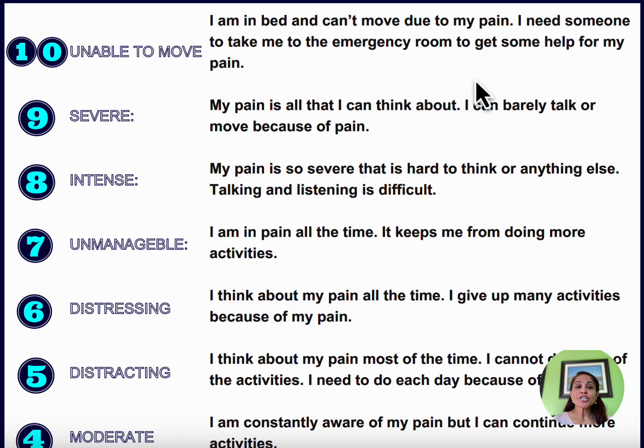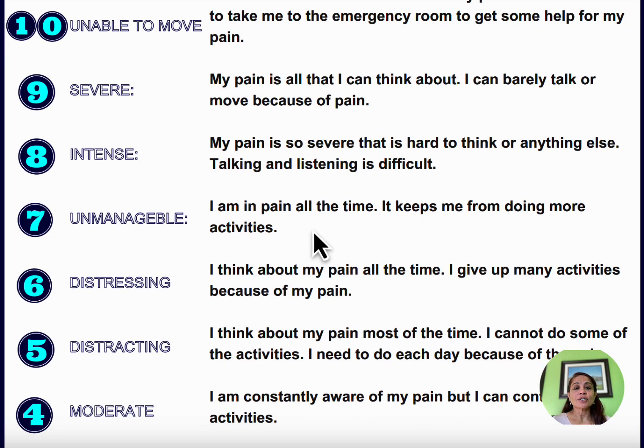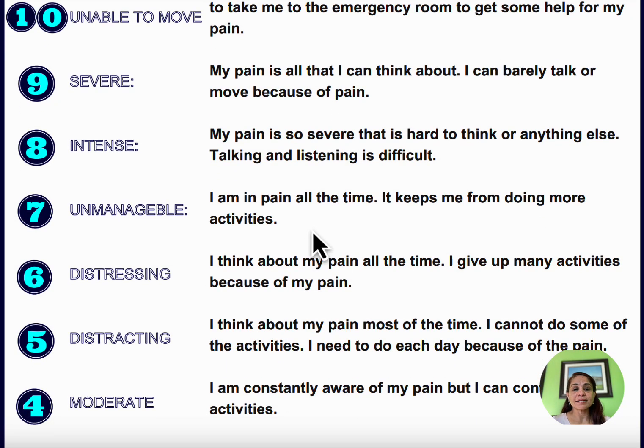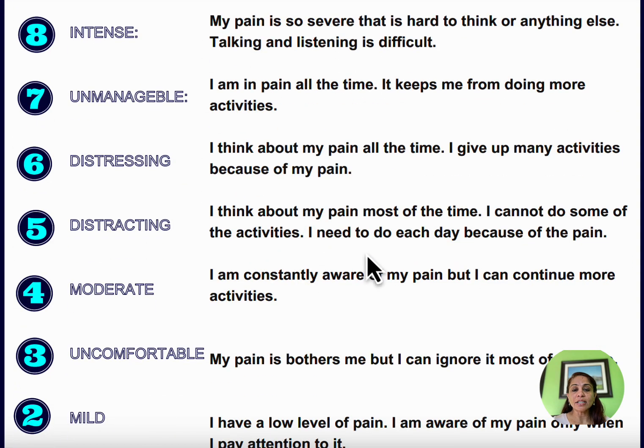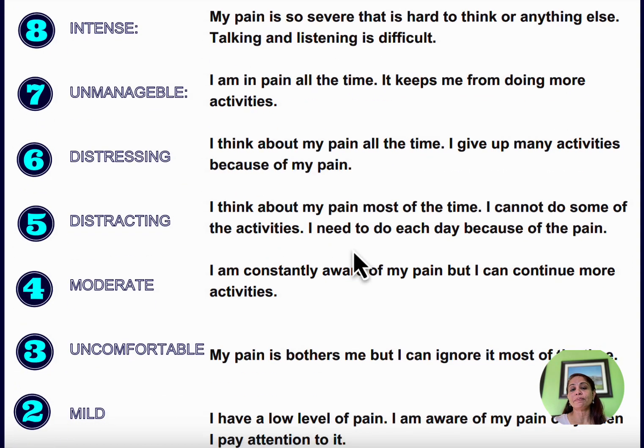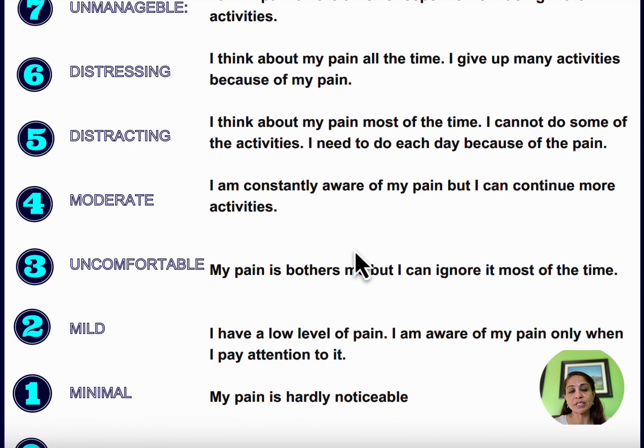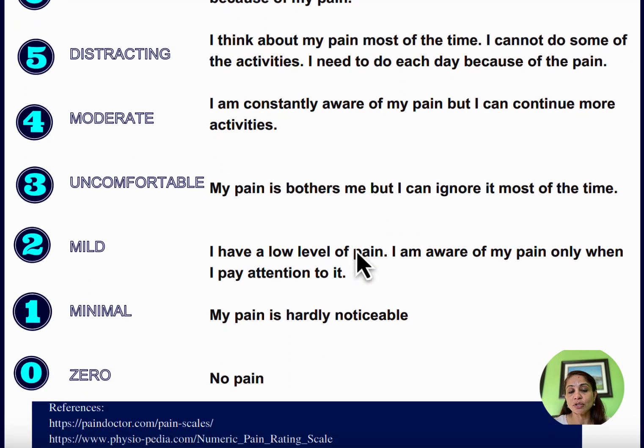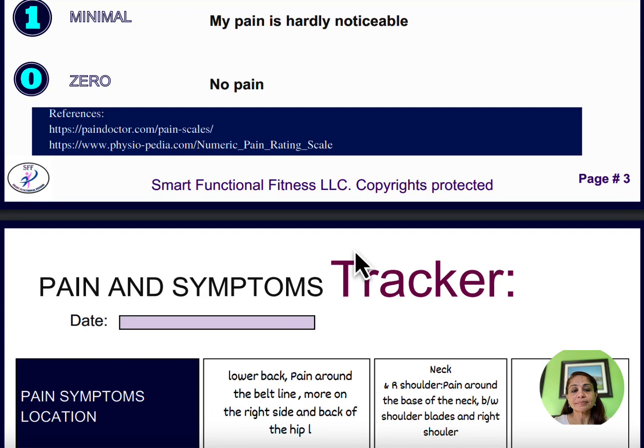Hi there, let me show you how to fill out this pain and symptoms tracker. So first I want you to look at these numbers, what each number means. So 10, 9, 8, 7, 6. Just take a little time and see exactly where your pain is before answering the questions. And do this more often. Don't just do the guessing game.